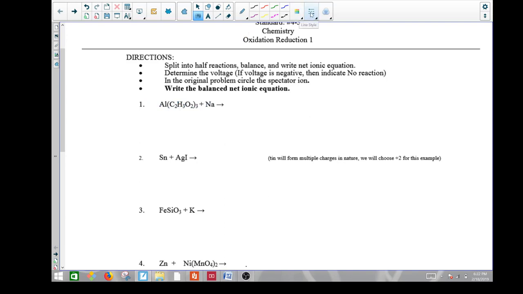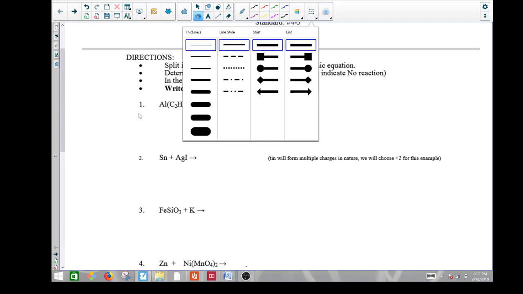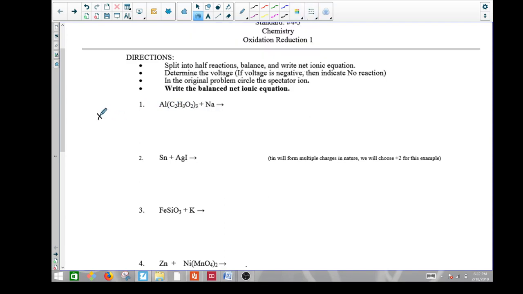Alright, so in this situation, I'm going to do a couple of examples here. But in this sense, metals will exchange with metals. So in this case, I have a metal here which is zero charge. This is a plus 3. This is my spectator ion right here. It's asked me to circle that.